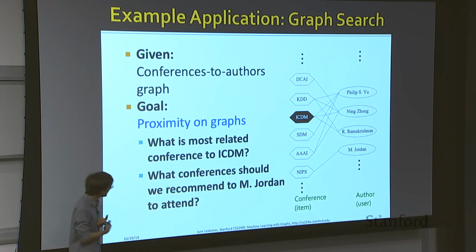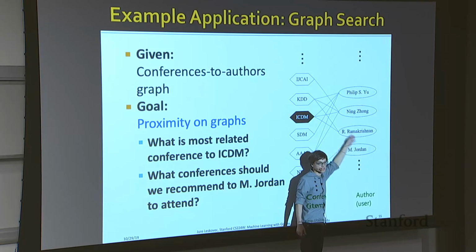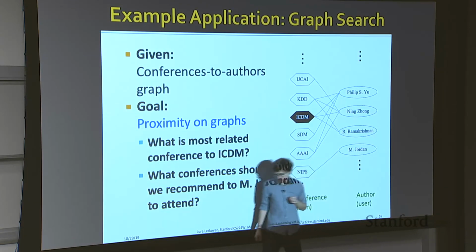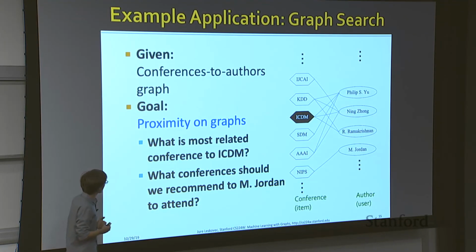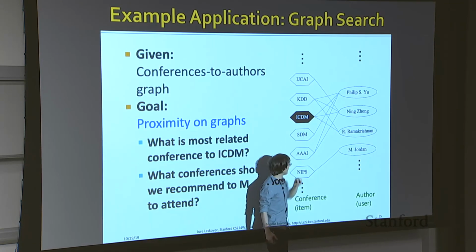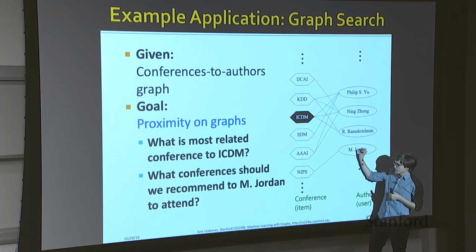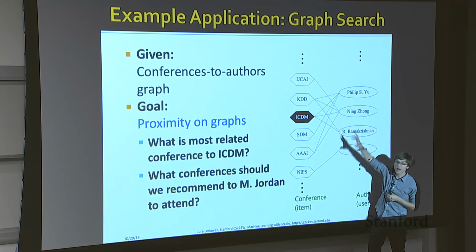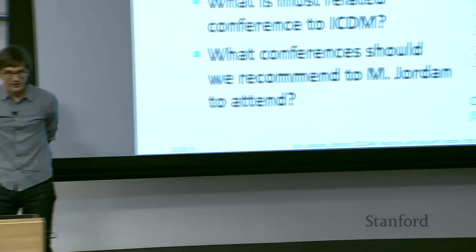Imagine you have a graph of computer science conferences and authors, professors who publish at those conferences, and you connect a professor with a conference if the professor publishes at that conference. Then you could ask questions like, what is the most related conference to this conference, ICDM? Or what conferences would I recommend to this person, Mike Jordan, to publish at, given who they publish with and where other authors publish? These are the types of questions I would like to answer.